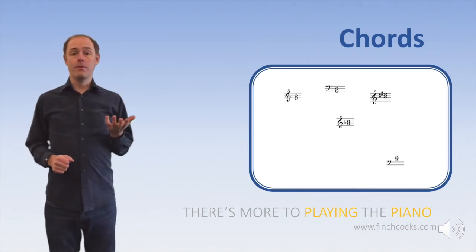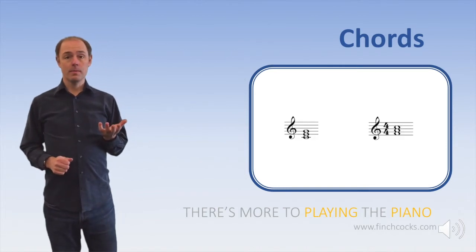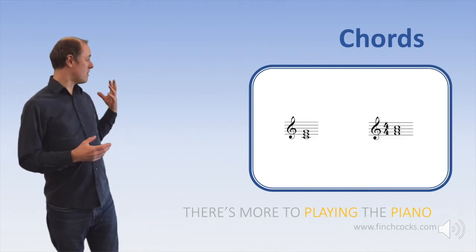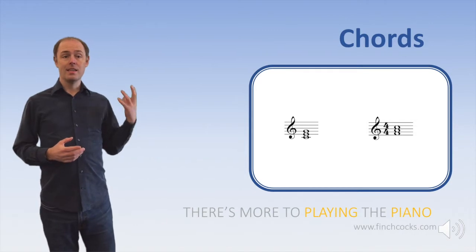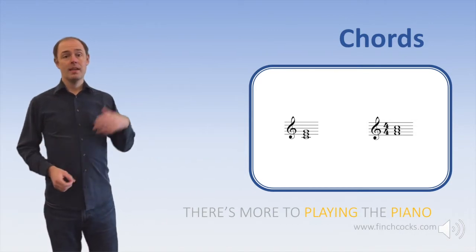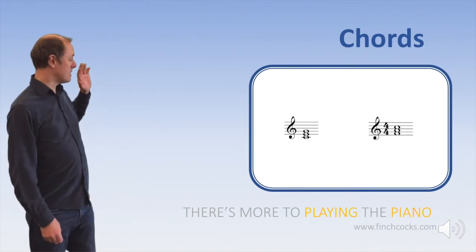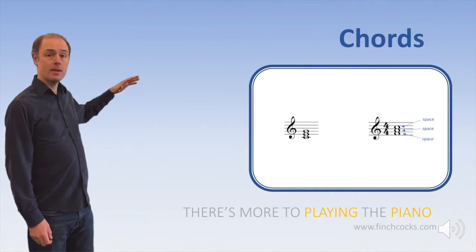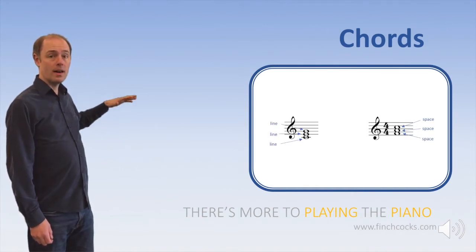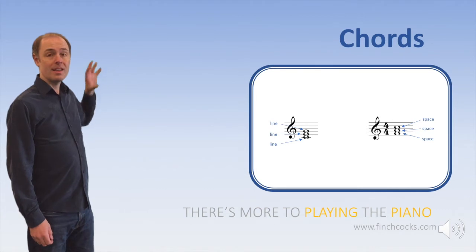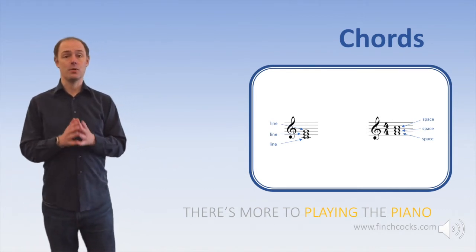I call them 5/3 chords. You might also hear them being described as triads in root position. Now it's easy to spot these chords because they either go space, space, space, or they go line, line, line. And these are the best chords to get to know first.